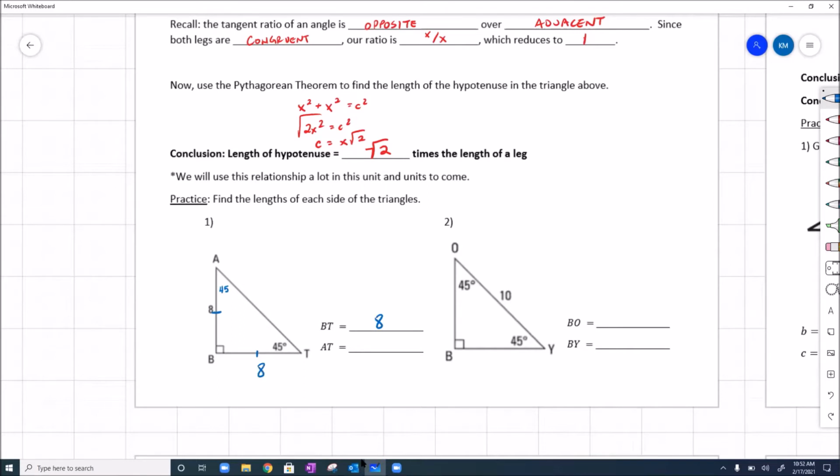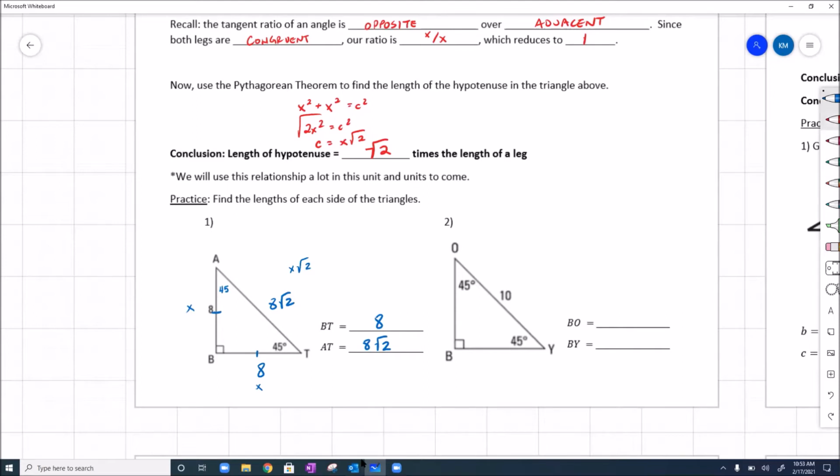Then they ask us to find AT. Now you might be like, oh, I have to use the Pythagorean theorem. No, because it's a 45, 45, 90 triangle, we don't have to use the Pythagorean theorem because we know our ratio is x times radical 2. In this triangle, we know that x is 8, so our hypotenuse will be 8 times radical 2. We could just leave it like that, 8 radical 2. If directions told you to round to the nearest tenth or hundredth, then you could type that into your calculator and get a decimal answer. But for the most part in this chapter, we're going to want to use a simplified radical answer, just because that's how we're going to get our ratios.